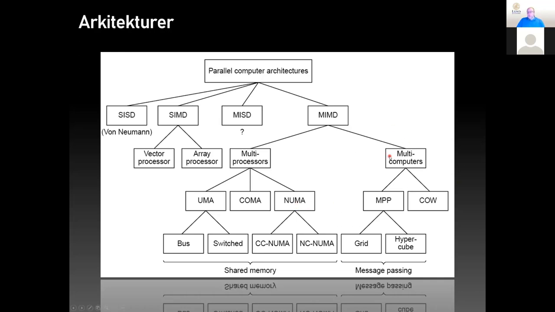Then we have something called multicomputers. This is a high-level design where you connect fully-fledged computers together in a network, and they communicate together using messages. And then you can connect the computers in different ways in grids. These machines here are called shared memory, and these are called message passing architectures.